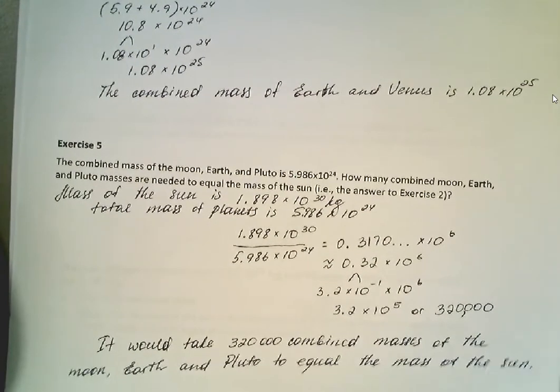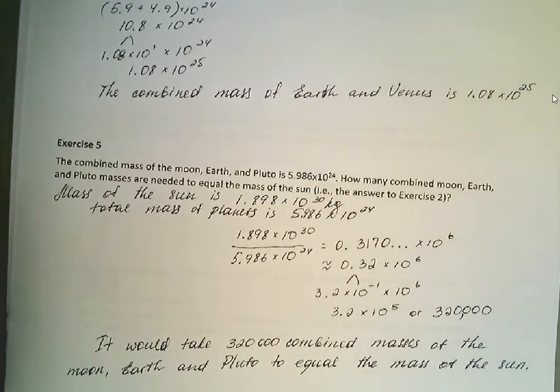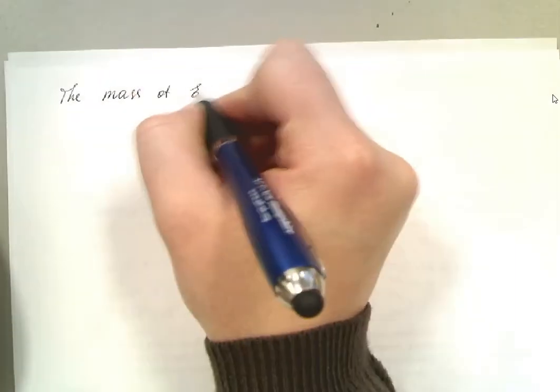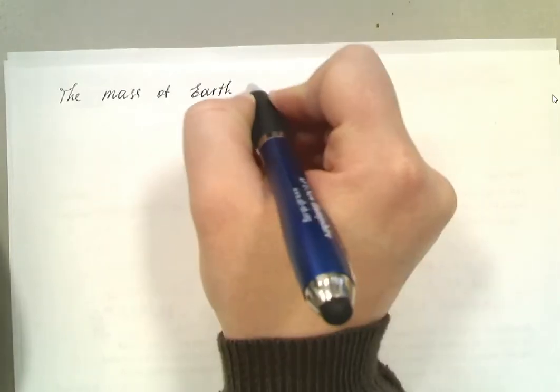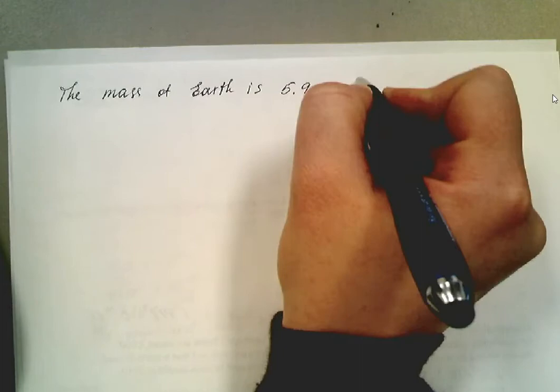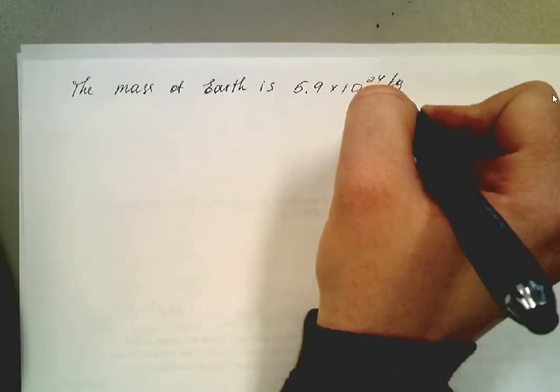Now, I would like to go over one more problem and just quickly go over the addition and subtraction using different powers of 10. We did it in lesson 9, but I just want to give you a little bit more practice here. So let's say the mass of the Earth is 5.9 times 10 to the 24th kilograms.